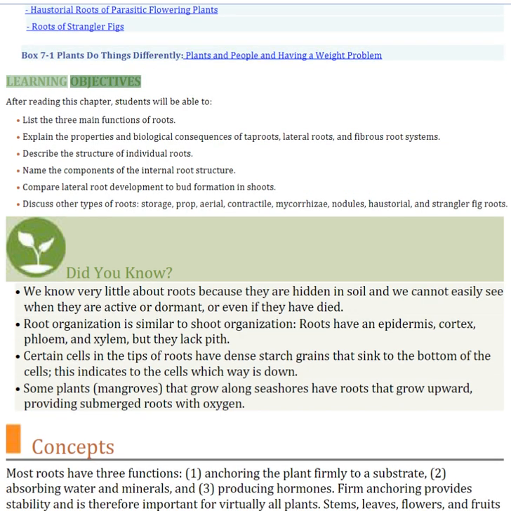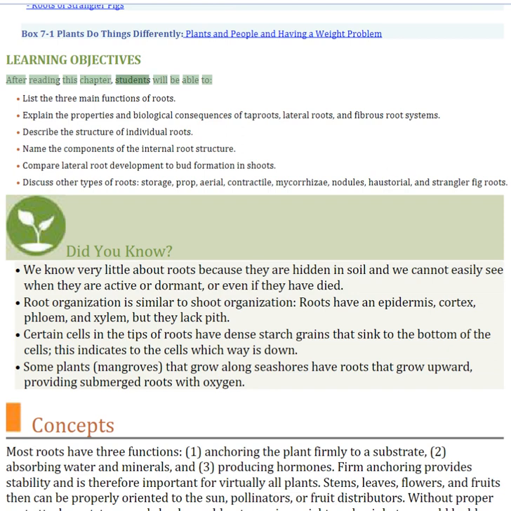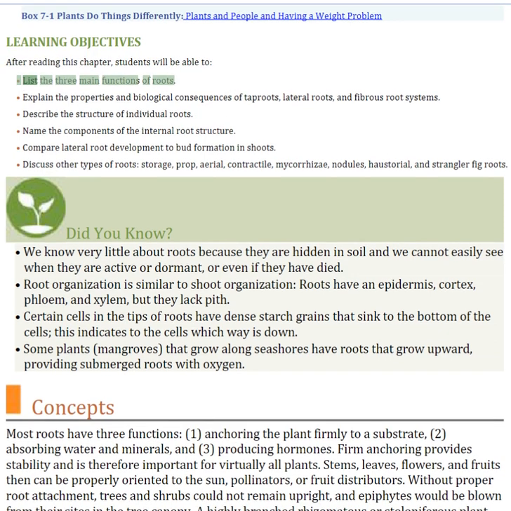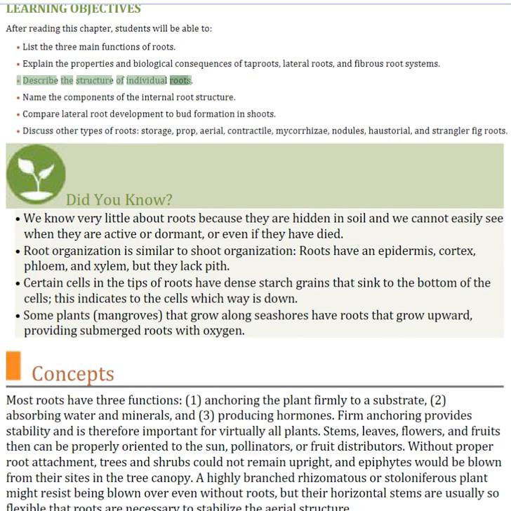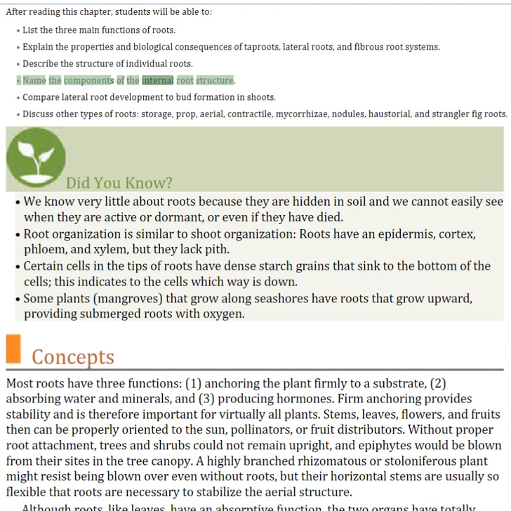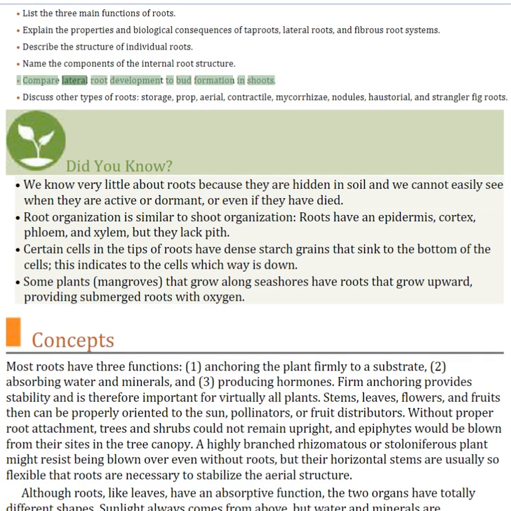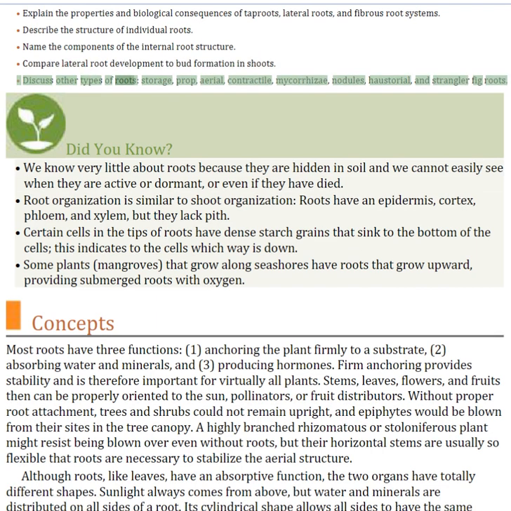Learning objectives. After reading this chapter, students will be able to list the 3 main functions of roots. Explain the properties and biological consequences of taproots, lateral roots, and fibrous root systems. Describe the structure of individual roots. Name the components of the internal root structure. Compare lateral root development to bud formation in shoots. Discuss other types of roots: storage, prop, aerial, contractile, mycorrhizae, nodules, haustorial, and strangler fig roots.